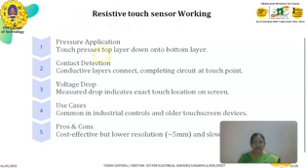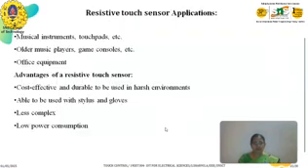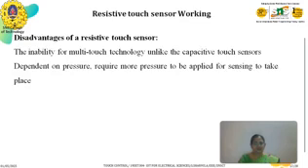The uses are common in industrial controls and older touchscreen devices. The applications are mostly musical instruments, older music players, game consoles and office equipment. The advantages of the resistive one are that it is cost effective, durable for use in harsh environments, less complex, and has less power consumption. The disadvantage is that it is not suitable for multi-touch technology.